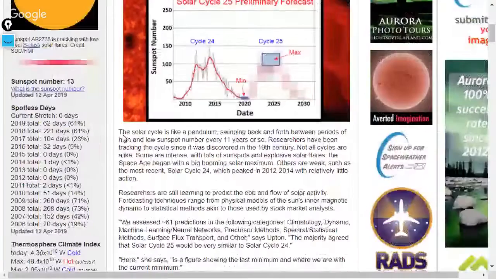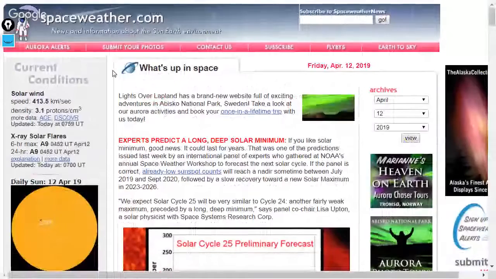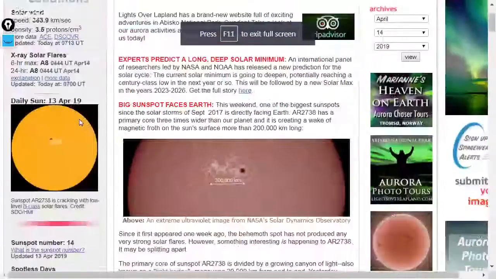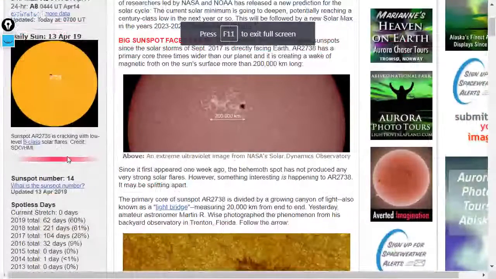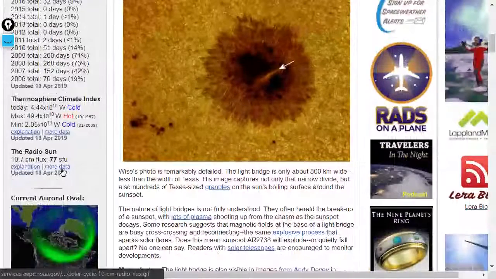Okay, so we're at spaceweather.com here. 10.7 centimeter radio flux has actually dropped down to 78. Still well above forecasts. Is it going to continue to drop? Or are we already off the solar minimum?